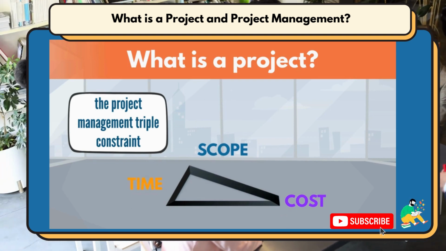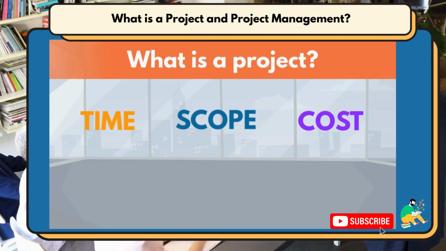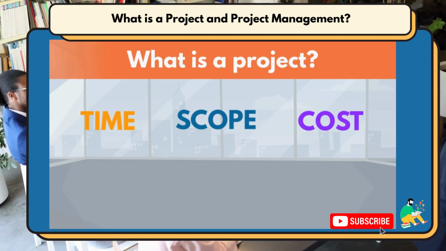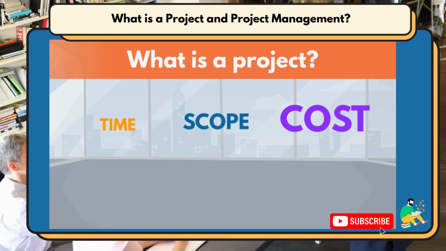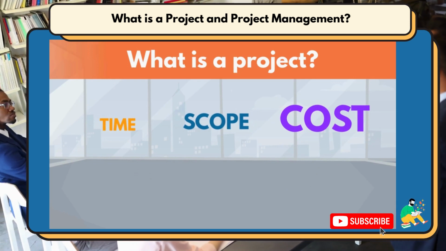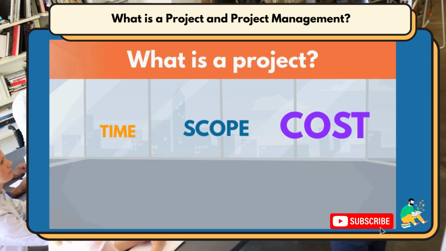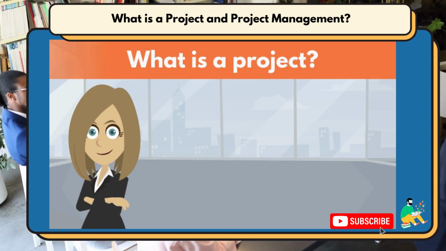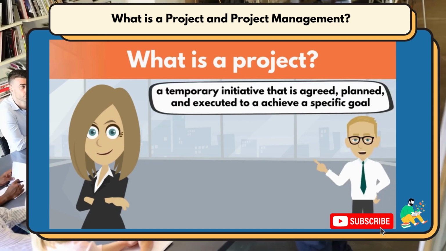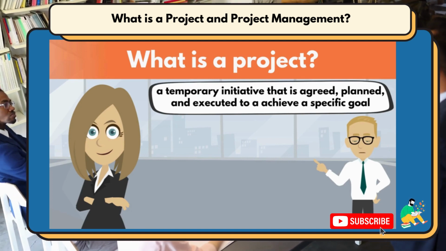of the others. For example, let's say that you need to pull the end date of your project forward. To do this, you will need to either increase your resources, input, by spending more, or produce fewer products, output, or perhaps even both. So this is the general shape of a project. Remember, a temporary initiative that is agreed, planned, and executed to achieve a specific goal.